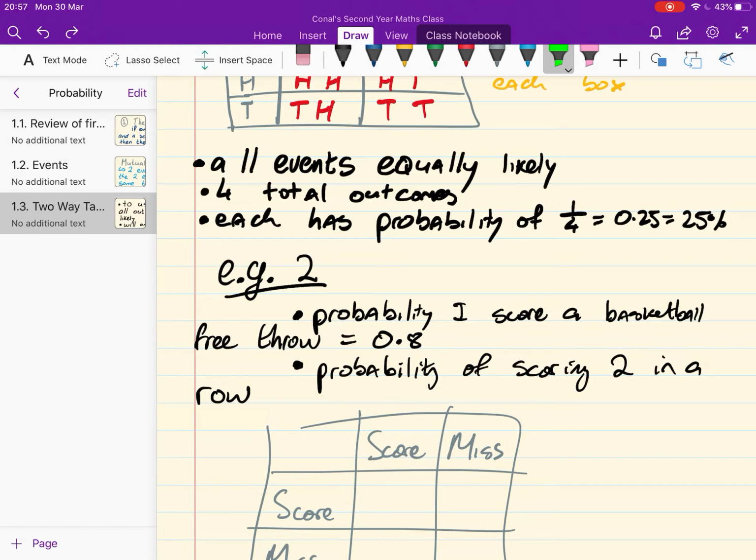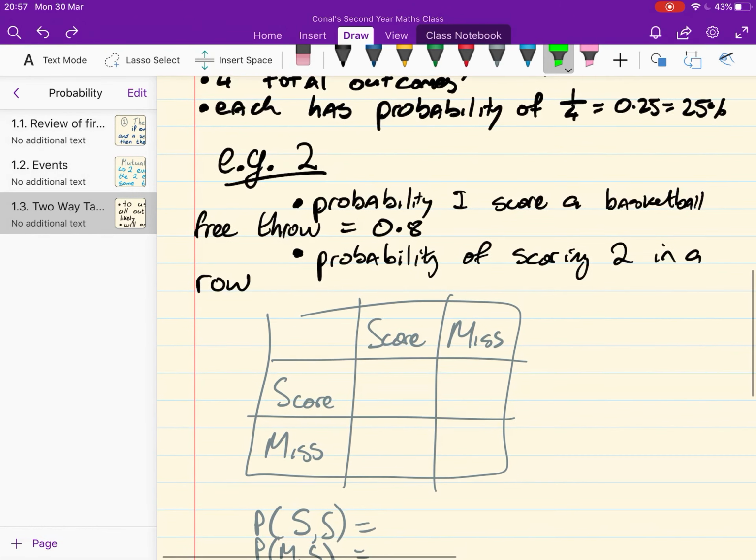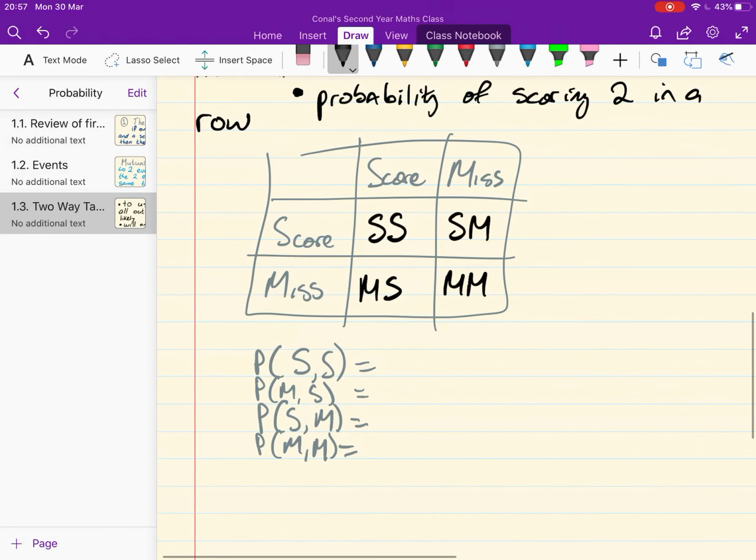Now I have another example which is different. So imagine the probability that I score a basketball free throw is always 0.8 or 80%. We want to find out my probability of scoring 2 in a row. Well, I have my table filled out here because my options are to score or to miss. So I could say, I'll have a score and a score, a score and a miss, a miss and a score, or a miss and a miss.